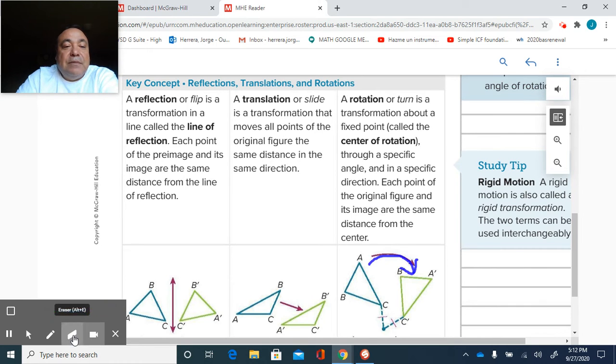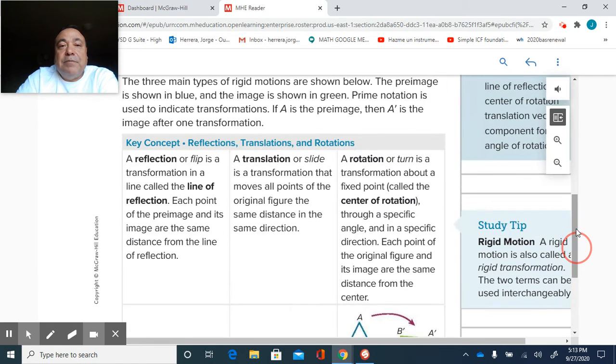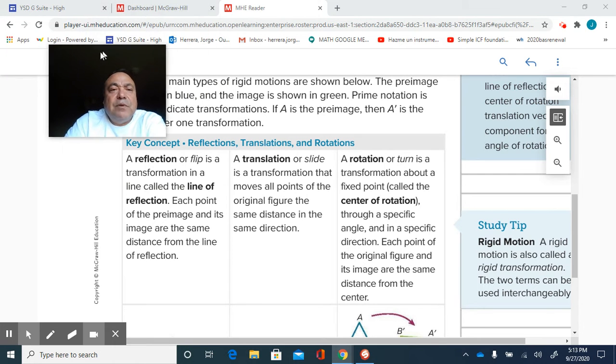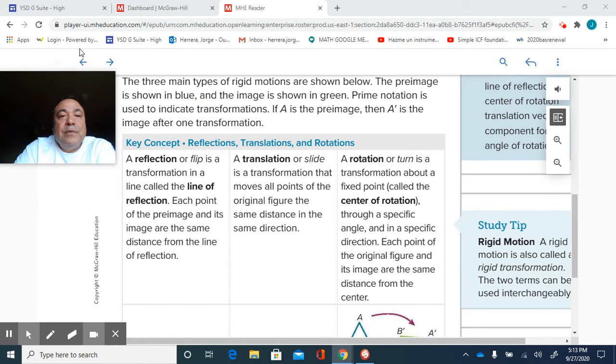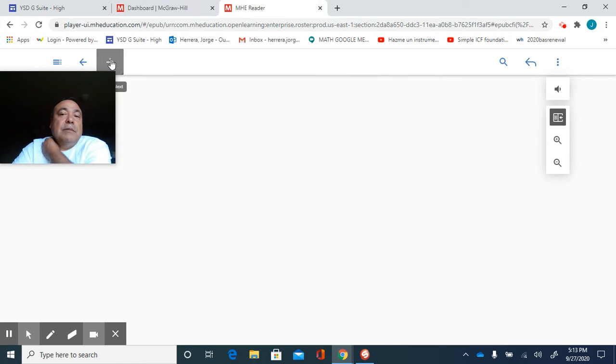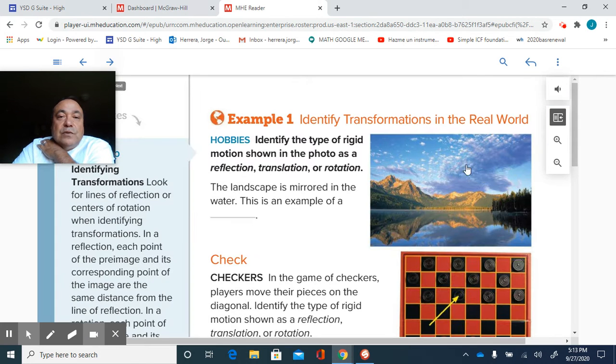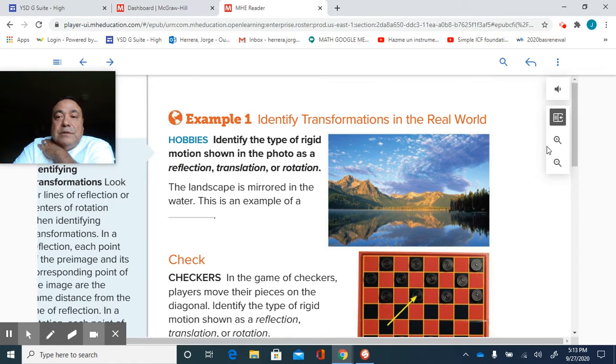So be patient with us, guys. Be patient with this lesson. You need to study it and figure out what the rigid motion is. Let's go to the next topic, and look at a couple of images that we can talk about. Let me see if we can get a little bit bigger.